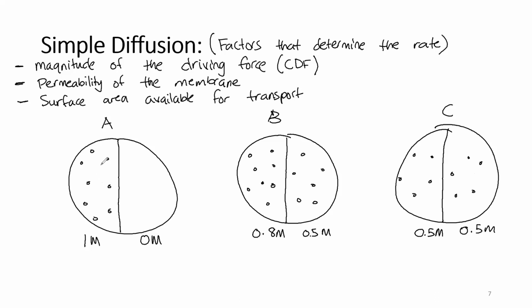Okay. So what we'll see here is that for scenario A, for this cell, we're going to see a really strong chemical driving force, a really strong driving force, moving particles from one side to the other, okay? And we want to bear in mind that the membrane must be permeable to the solute in question, okay? So let's make that note. The membrane must be permeable to the solute in question.